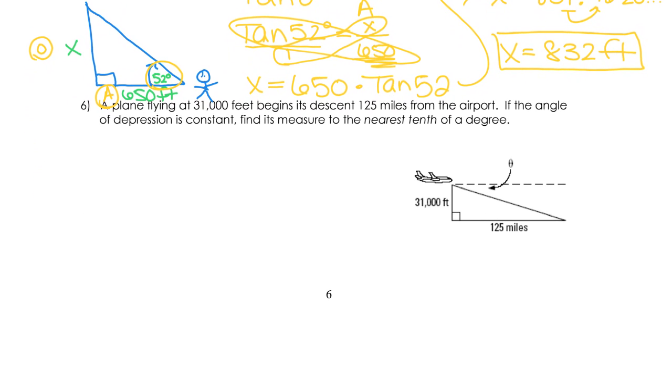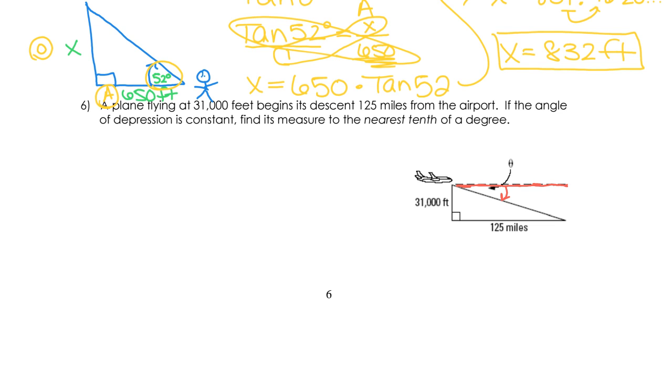All right, number 6. Similar question, but this says the plane flying at 31,000 feet begins its descent 125 miles from the airport. If the angle of depression is constant, find its measure to the nearest tenth of a degree. So angle of depression, again, is something you learned in geometry. That happens up at the top of the triangle, outside the triangle. It's when someone up here, like let's say the pilot is looking straight out. Okay, that's his line of sight. But then all of a sudden he looks down to see the airport. The angle he looks down is called the angle of depression, depression meaning down.